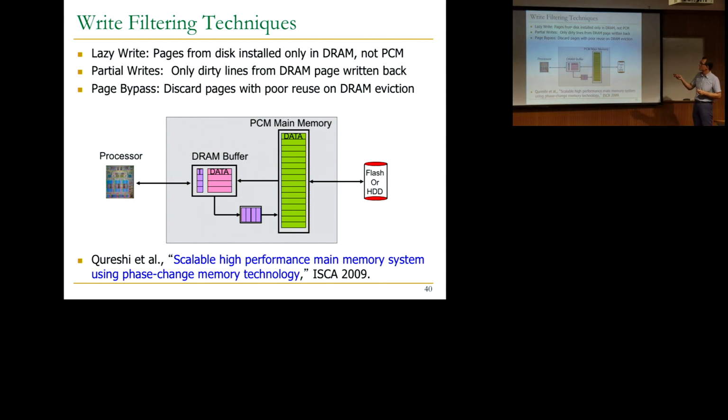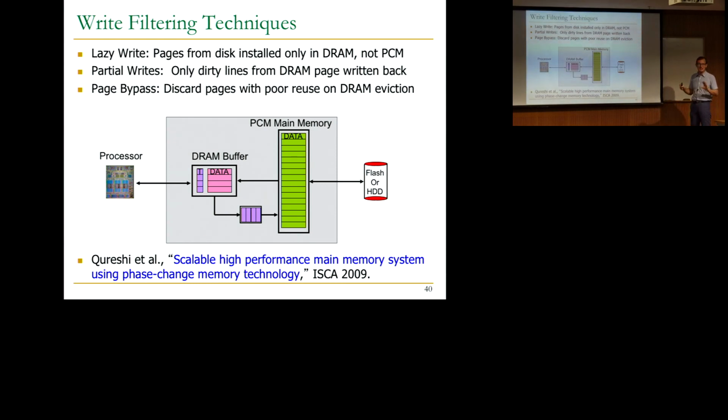Basically, you have pages from disk that come and that get installed only into the DRAM, not PCM. That's one idea in this paper that says, okay, you don't want to write into the PCM, and this makes sense, right? You do partial writes like we've discussed. Only dirty lines from a DRAM page are written back to phase change memory. That makes sense. And maybe you can do a page bypass.